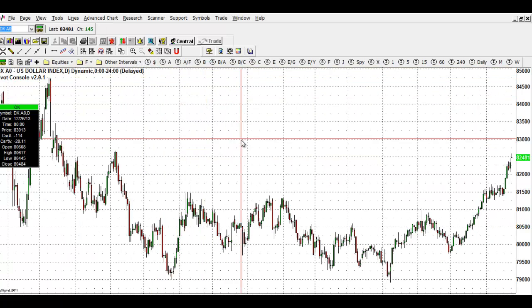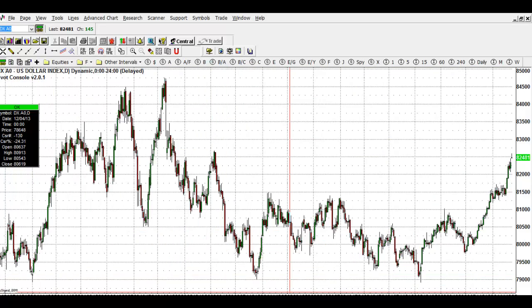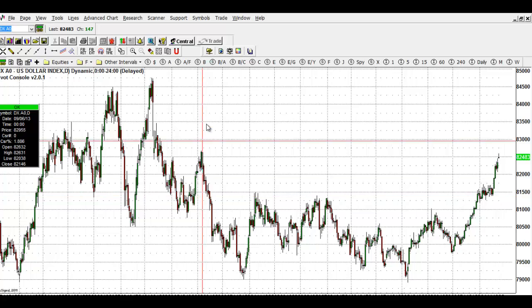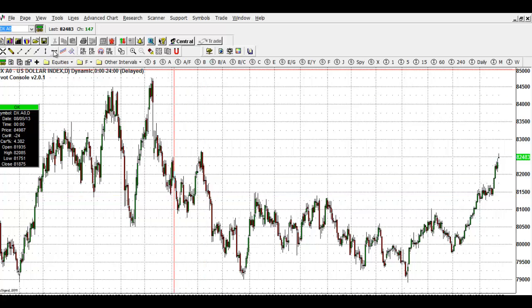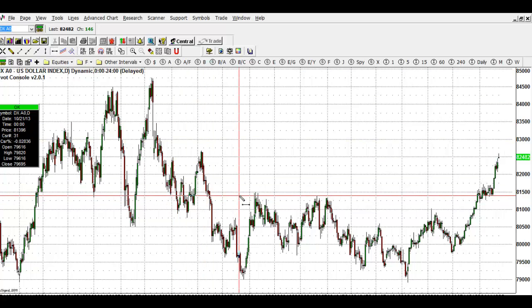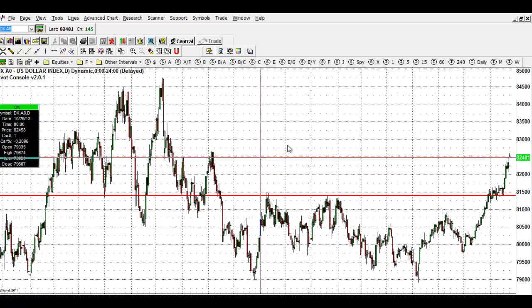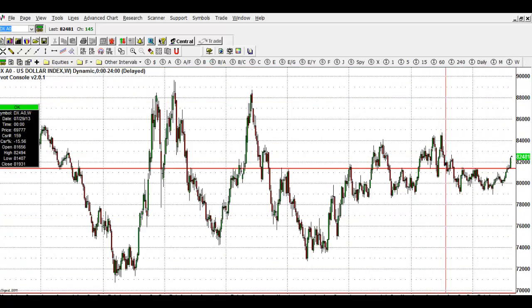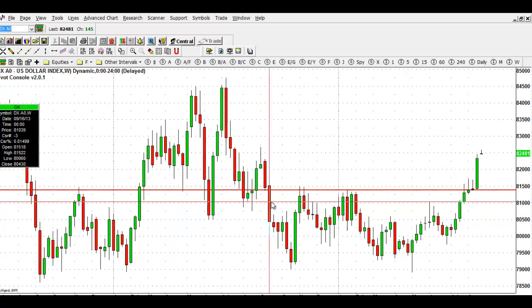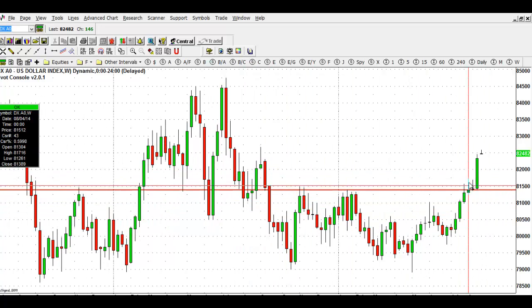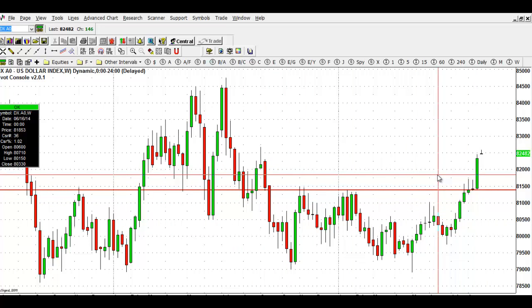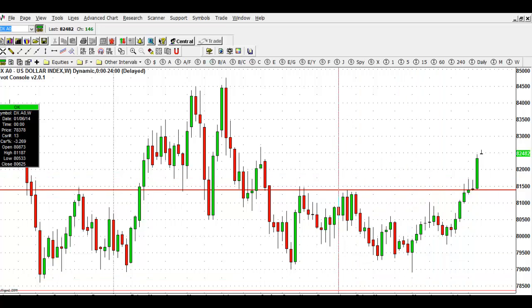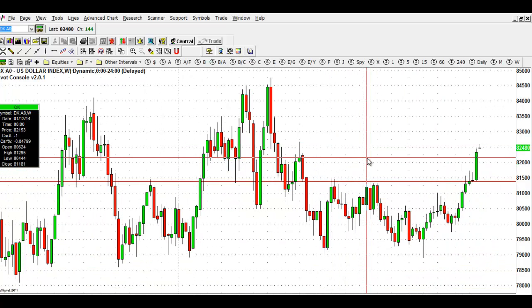Taking a look at the broader US dollar index, resistance, as I spoke about previously, was at 81, just below 81.50, and the market last week, let me just take a look at the weekly chart. You can see that the market convincingly closed above this 81.50 level. So the market could be in for further gains.